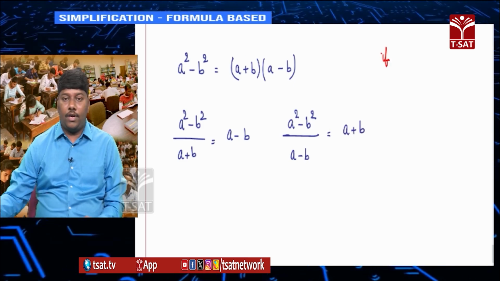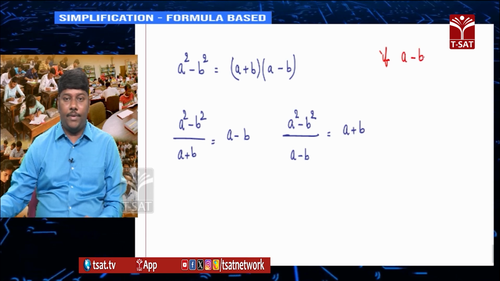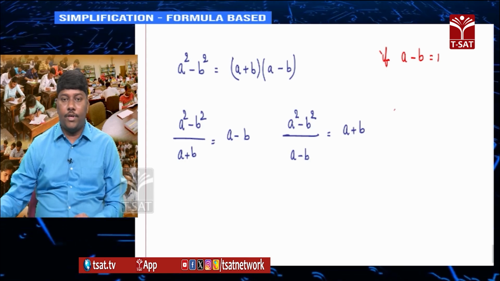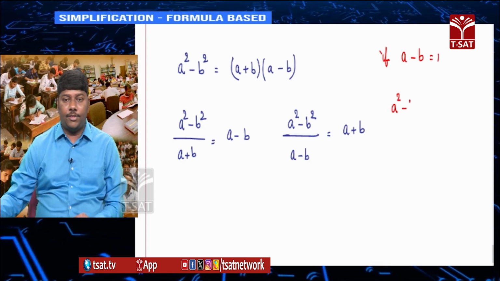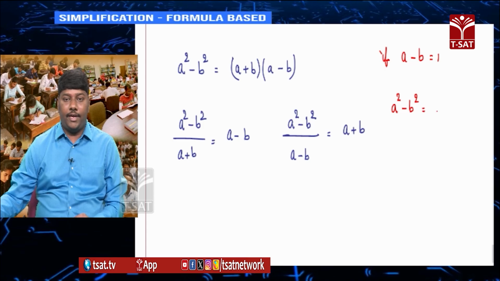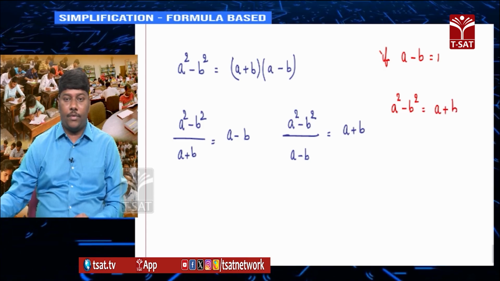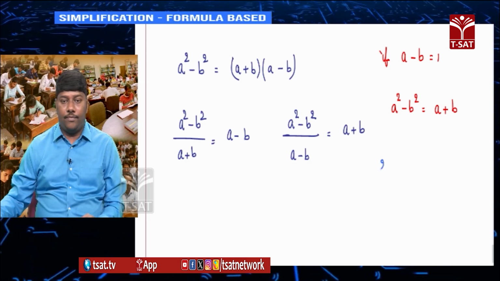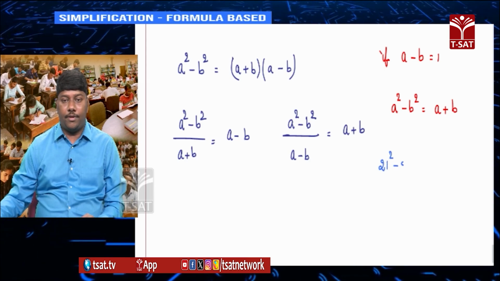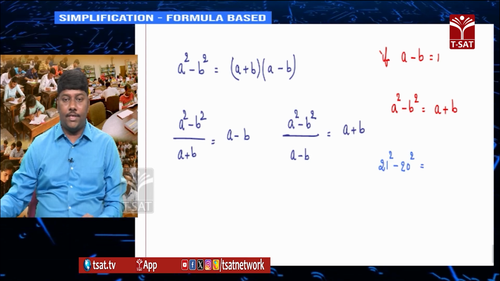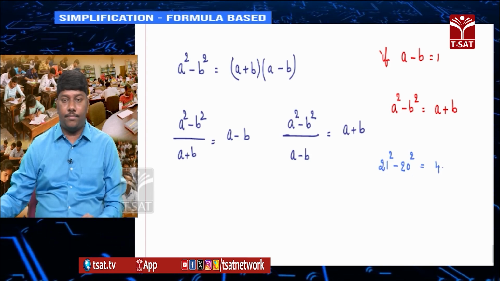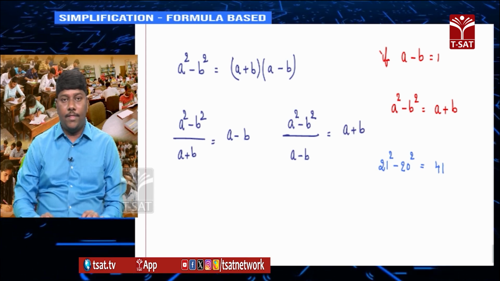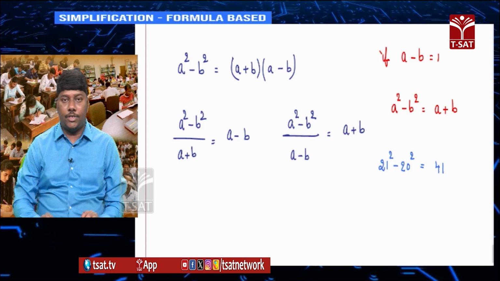Suppose a minus b is 1, which means a and b are two consecutive integers like 7 and 8 or 8 and 9 or 9 and 10, something like that, then you can always say a square minus b square is equal to simply a plus b, because we know a minus b is going to be 1. For example, if you have 21 square minus 20 square, by looking at it you can say the answer is 21 plus 20, that is 41. So 21 square minus 20 square, the difference between them is simply 1. Therefore, a square minus b square becomes a plus b.